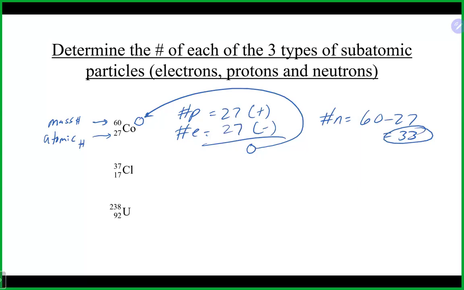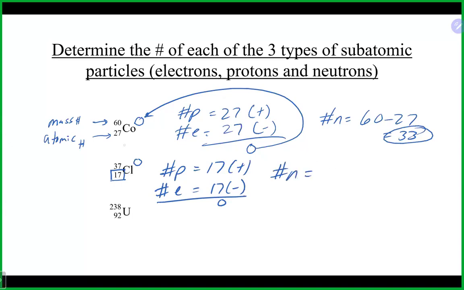Taking a look at the next one, again, nothing written here, so we do know it's neutral. We could take a look at the bottom number, which is our atomic number, and that's going to tell us our number of protons should be equal to it, which is 17. Once again, because this is neutral, we should have an equal number of negatively charged electrons, which will also be 17, giving us no charge when we add them together. Our number of neutrons is going to be the mass number, which is our top number, 37 minus 17. It looks like a 20 in terms of its neutrons. Any questions on that one?